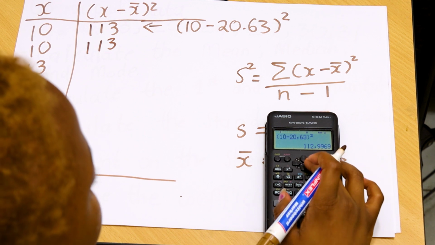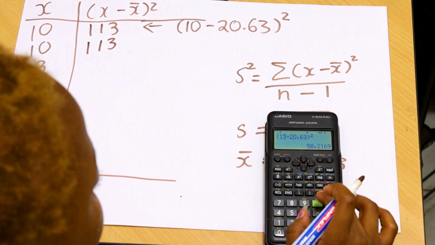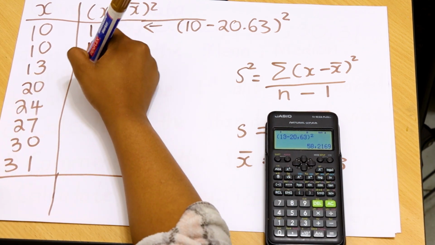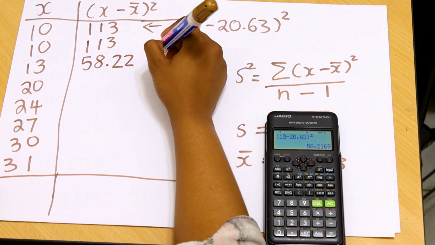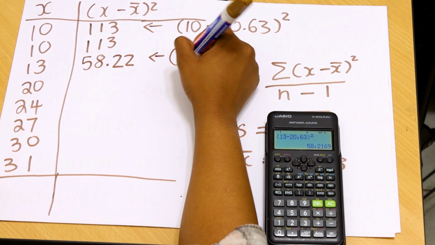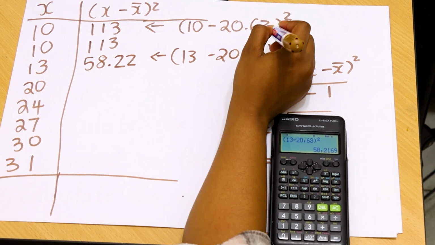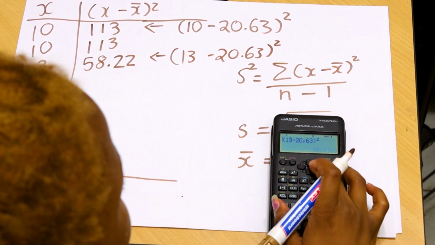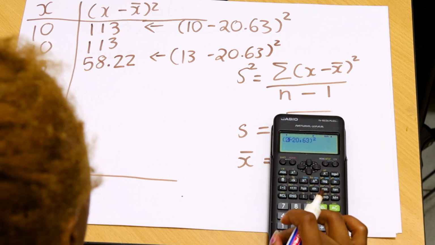So the third one would be 13 minus 20.63 all squared, which is 58.22. And how did we get that? It's 13 minus 20.63 squared. And then the fourth one.